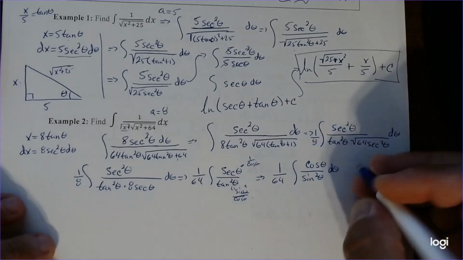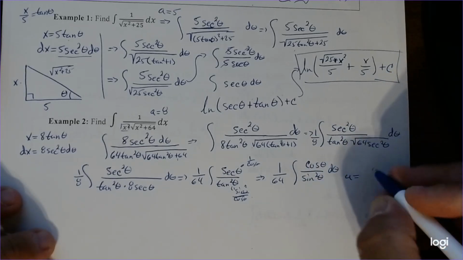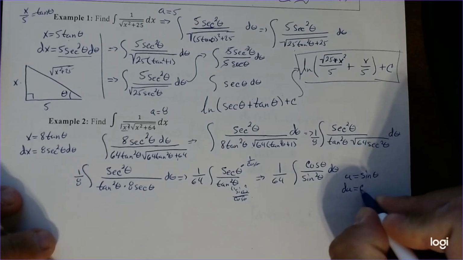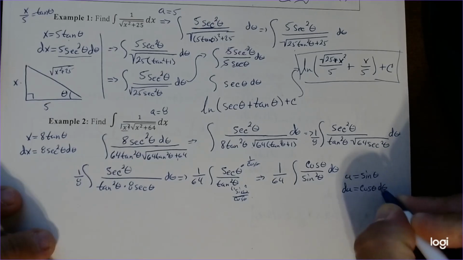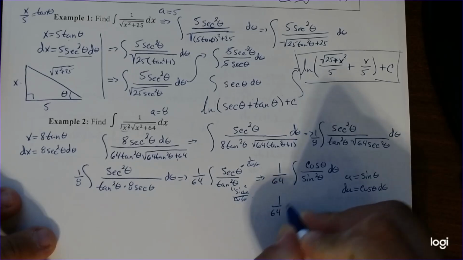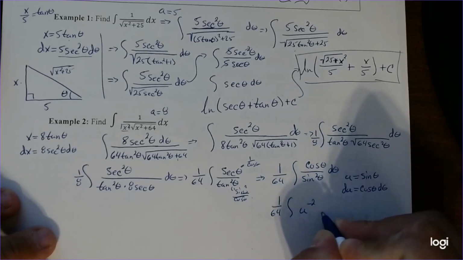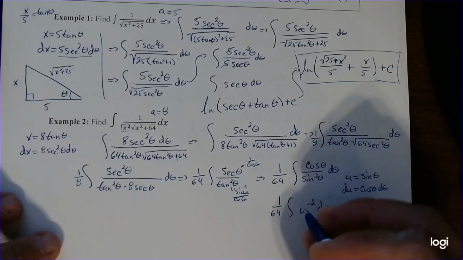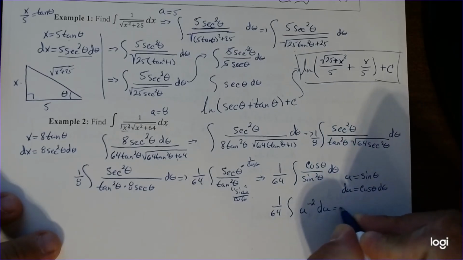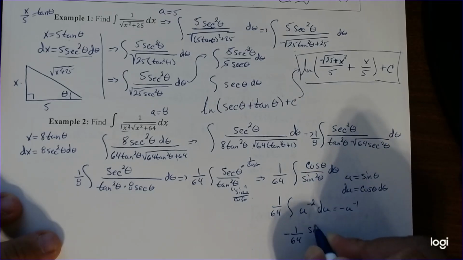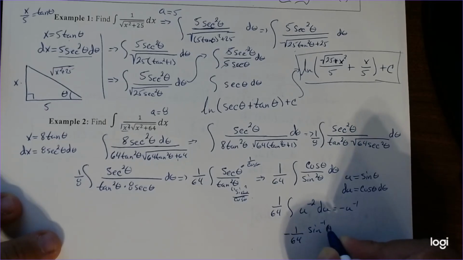Because now, this is just a U substitution problem. Let U equal sine theta. Du is cosine. This is exactly what we have. So this becomes the integral of u to the negative 2 power. So this ends up being negative u to the negative 1. So this is going to be negative 1 over 64 of sine to the negative 1 of theta plus c.